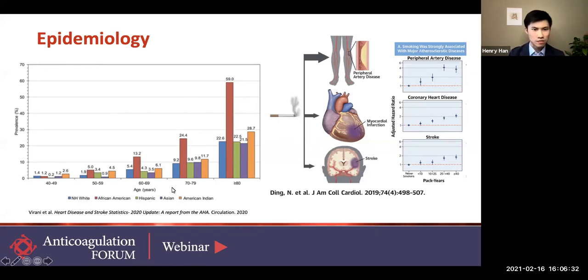The second point we'd like to make using this graph is you'll notice that these red bars are disproportionately higher, and these red bars represent a patient population group of African Americans and Black patients.